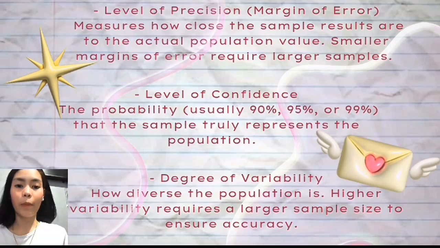Third is degree of variability. How diverse the population is. The higher the variability, the larger the sample size required to ensure accuracy.